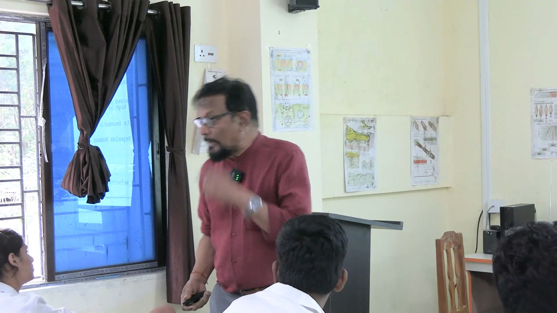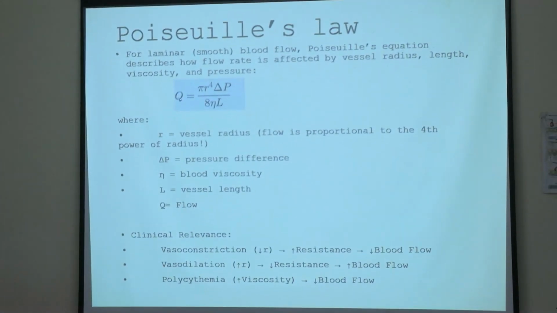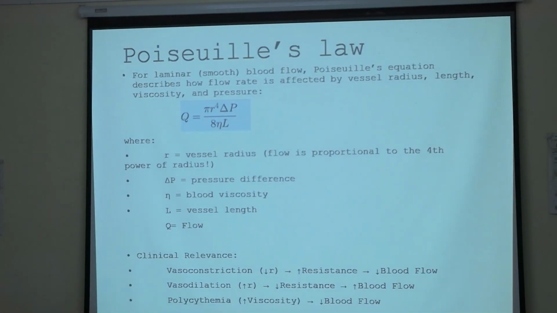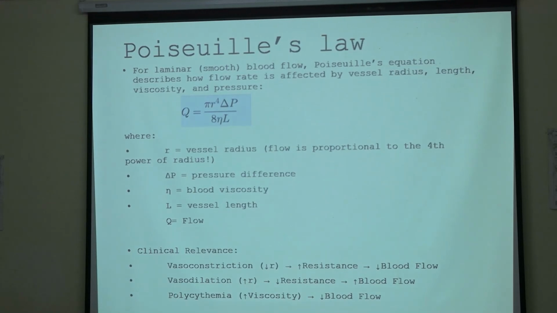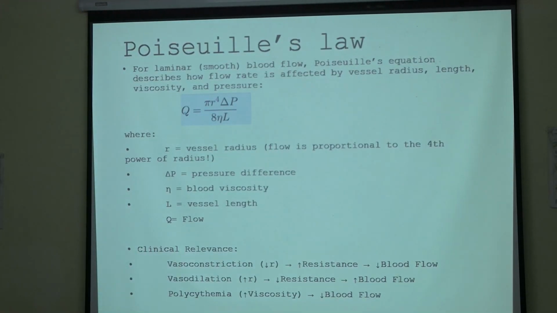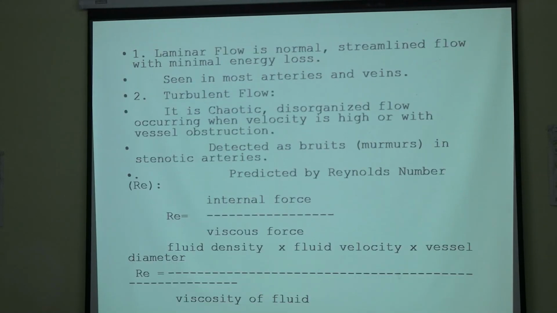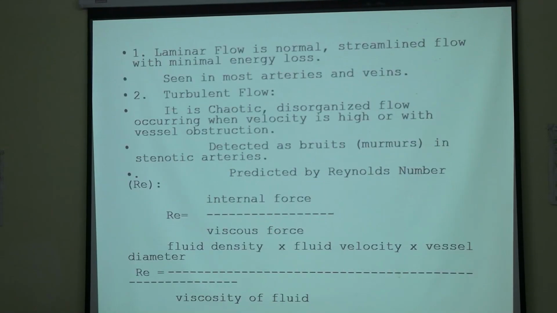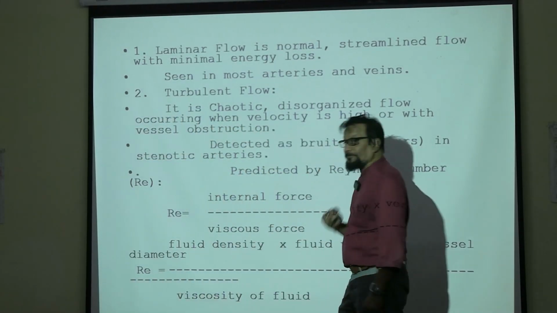Okay. What is this number? Reynolds number. How is it calculated? Using a formula. What is this formula? Q means flow. Whether this flow will have turbulence or be laminar is determined by the Reynolds number. What is the Reynolds number? No, this is the Poiseuille's law. Okay. Reynolds number is determined from inertial force divided by viscous force.